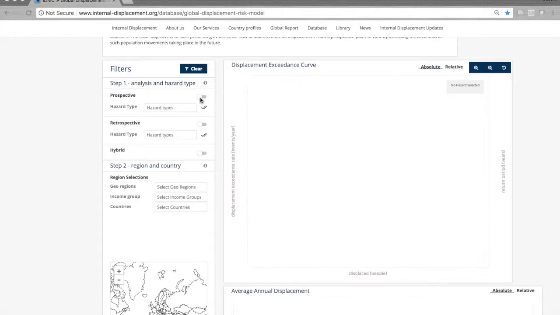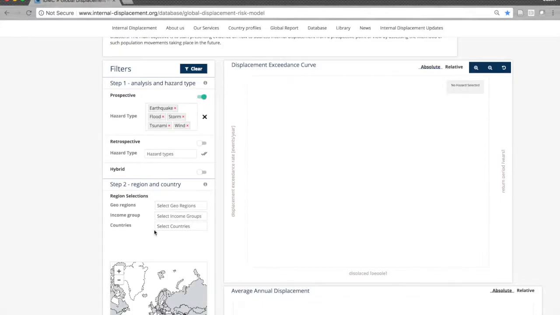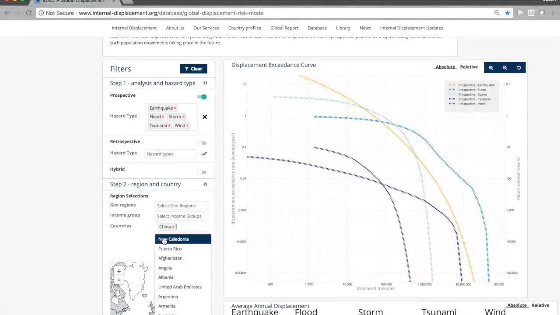With an average annual displacement of more than 1.3 million people, China is second only to India in terms of absolute prospective displacement risk. Extensive displacement risk, shown in the upper left area of the graph, is mainly driven by low-intensity, high-frequency events like storm surges and small earthquakes. Small tsunamis, localized flooding, and high winds play a less significant role.